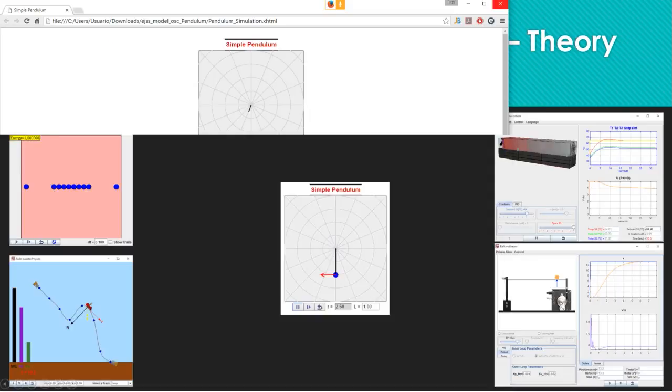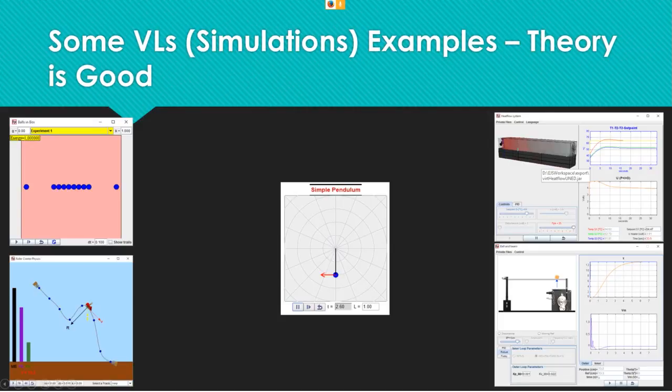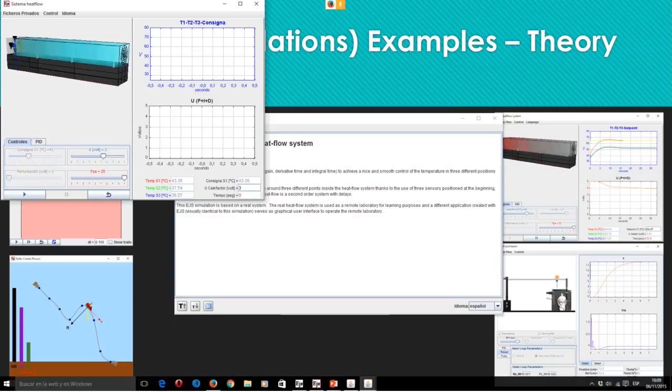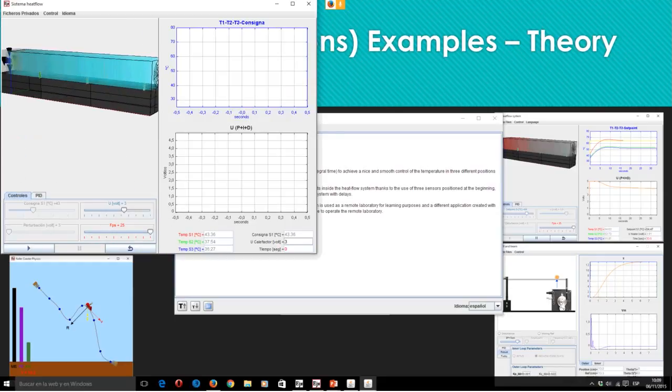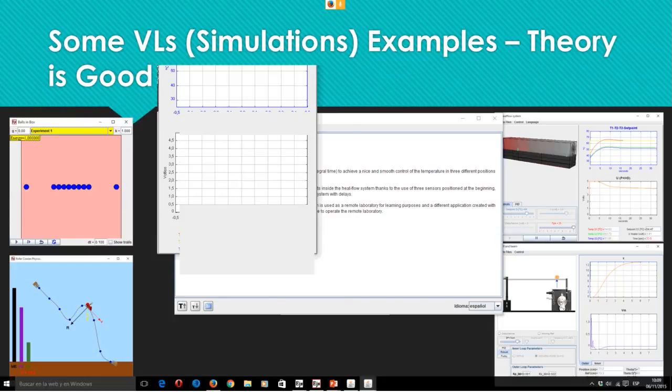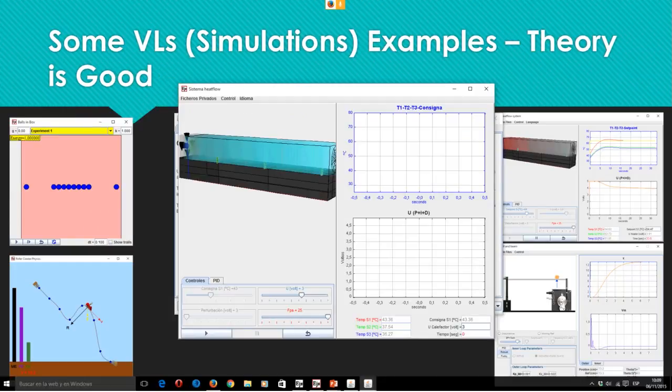And then we have virtual labs, which are more complicated. If I go to this one, this is basically a heat transfer system. So we have a resistance in one end, a fan, three temperature sensors here. And if we play the simulation, basically we can measure the temperatures in the three sensors in these lines, red, green, and black.